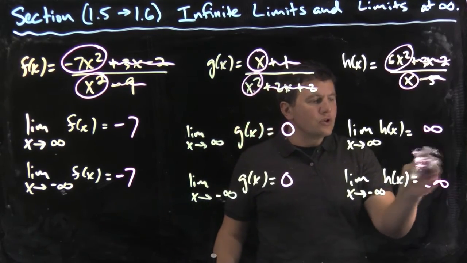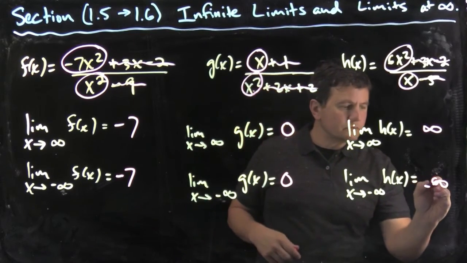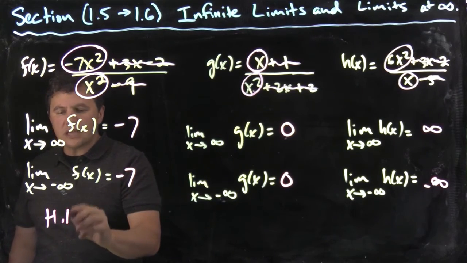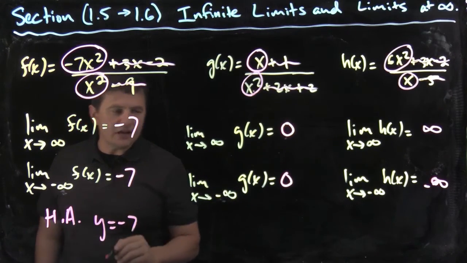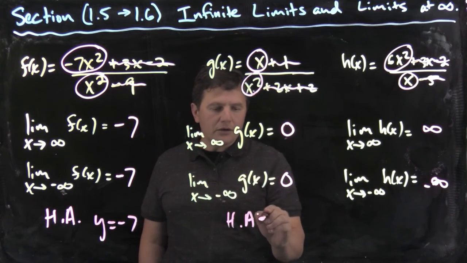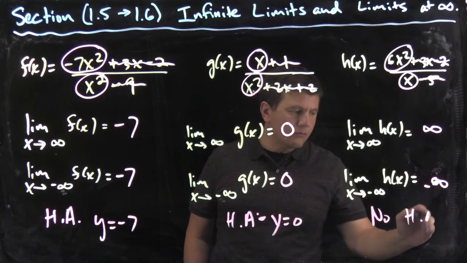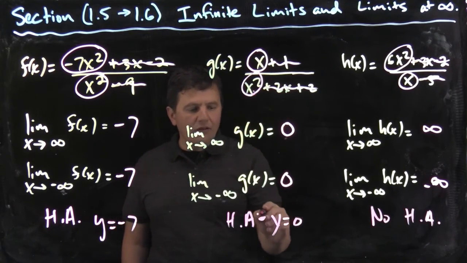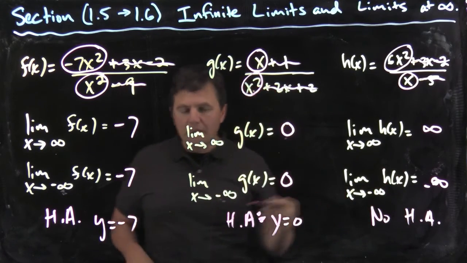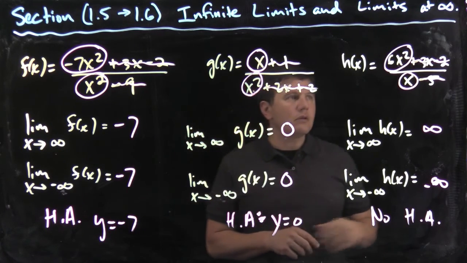Those are the limits, and if they ask you for the limits to infinity, that would be it. If they ask you for the horizontal asymptotes, this would have a horizontal asymptote at y equals -7. This would have a horizontal asymptote at y equals 0, and this would have no horizontal asymptote. So we're only going to have the horizontal asymptote when the limit to plus or minus infinity is a value, not when it's plus or minus infinity. I want to give you a couple of other examples here that are a little bit different.